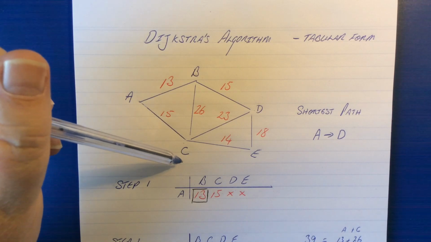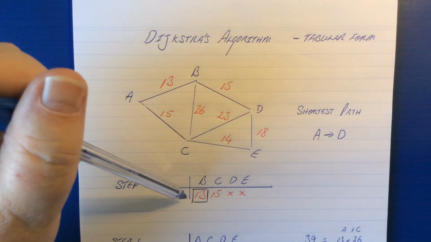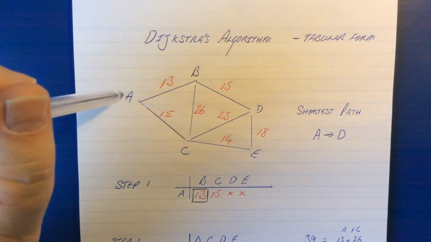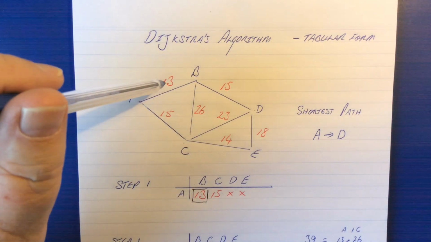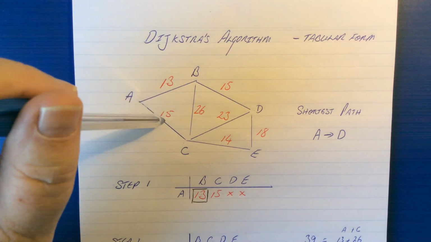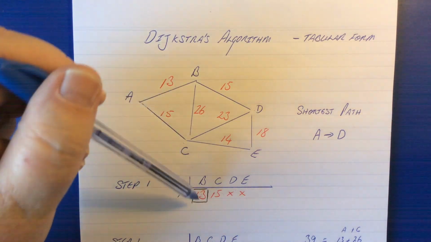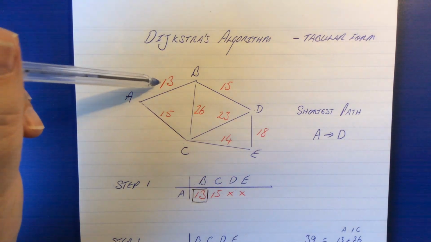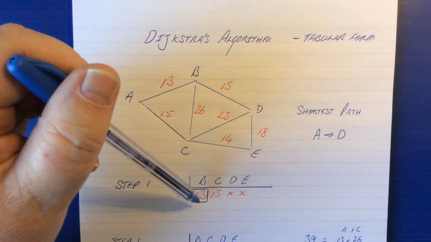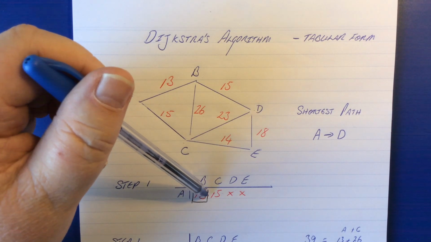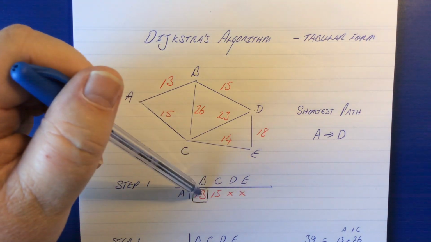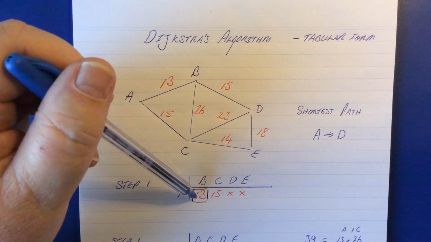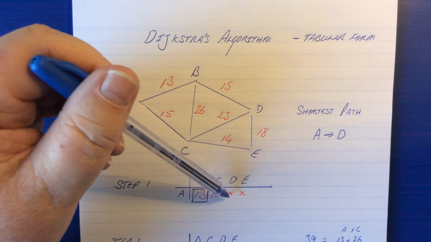Okay, so what do we do? Well, we set this up like this. Then we take a look at our network and we look at A and we say, what are the ways that we can move from A to somewhere else? We can move from A to B and A to C. The shorter route is A to B. So with nothing else in the offering, we put a box around A to B, which is 13.